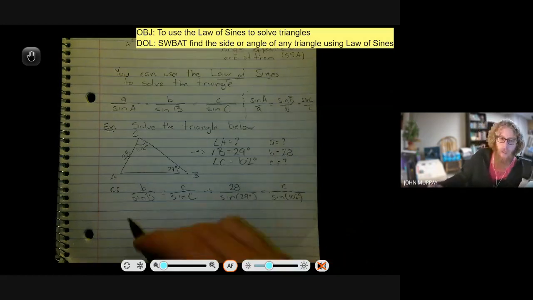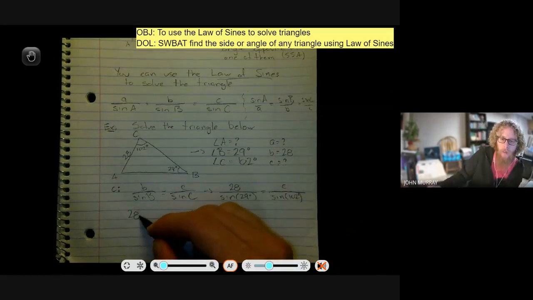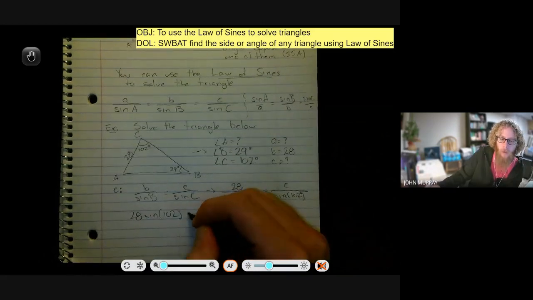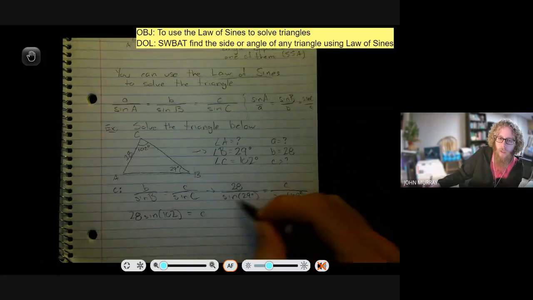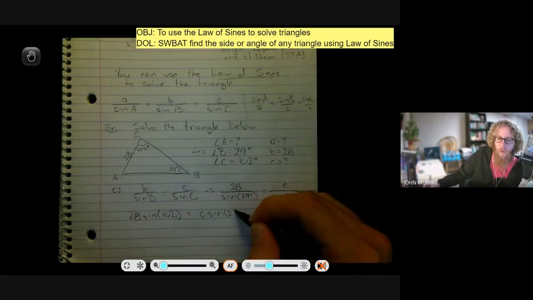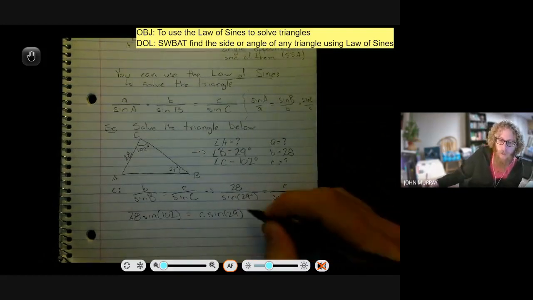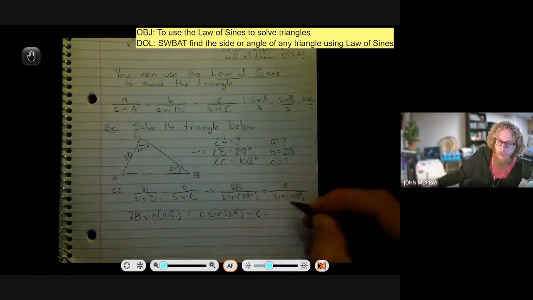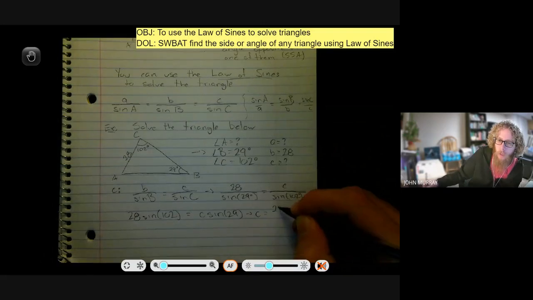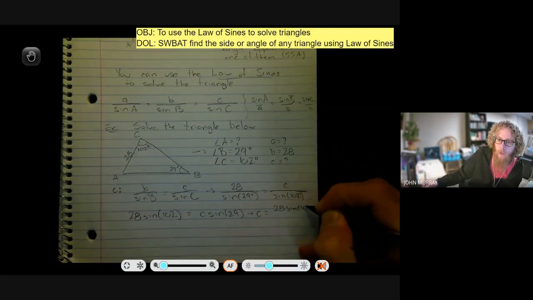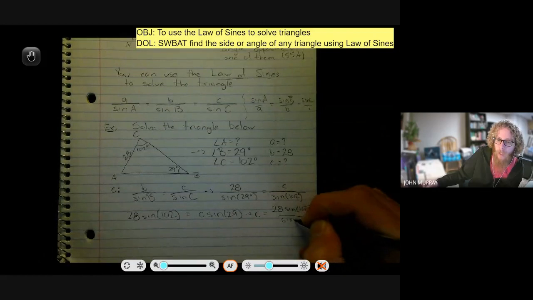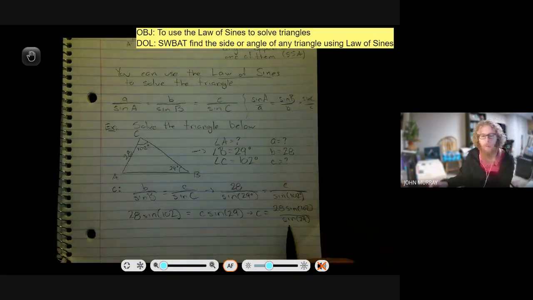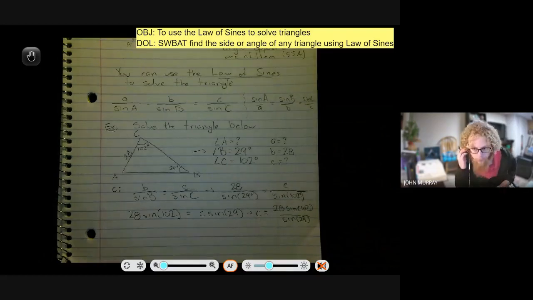So we're going to cross multiply, so I get 28 times the sine of 102 is equal to C times the sine of 29. And then if I want to solve for C, because I'm multiplying, I would divide. So I have C is equal to 28 times the sine of 102 over the sine of 29. Now this is what I would plug into my calculator. This is what I'd punch in.